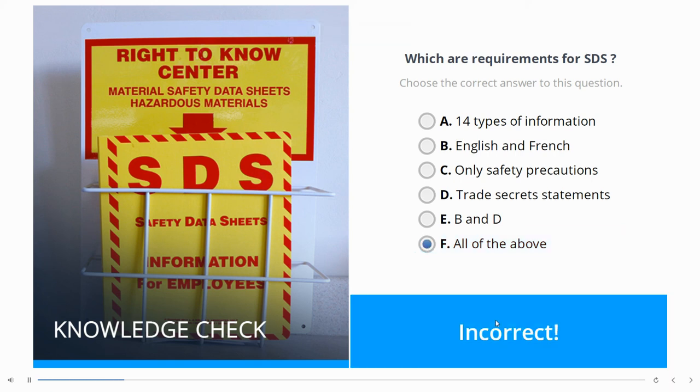Incorrect. The correct answer is E. 16 format information sections are required, and product hazard and safety precautions must both be included on SDS.